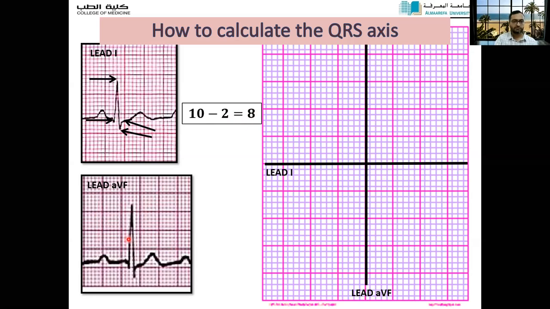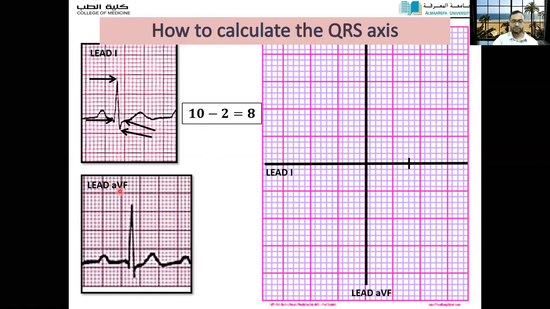Similarly, we will do that for AVF. But first, lead 1. We measured 8 and we have marked 8 here. How have we marked it? This is the 0 point. You have to count from here 8 small squares. These are 5 small squares and then 3 more. This is the 8 small squares I have marked here on lead 1. Because it was positive, I have marked it here. If it comes out negative, I will mark somewhere here.